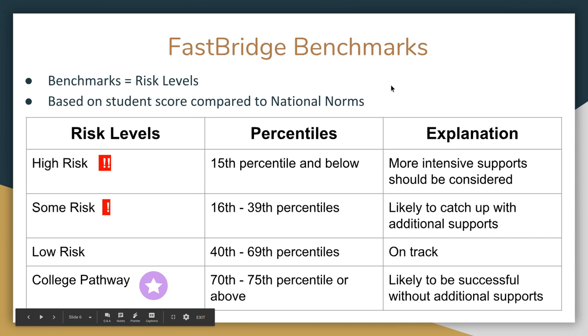When using the FastBridge program, there are certain benchmarks that are used. High-risk students are classified as Tier 3 students and need more intense support. Some risk are classified as the Tier 2 students and are likely to catch up with the additional supports that they're being provided. And there is low risk and college pathway students who are likely to be successful, who are on track with their current learning process.